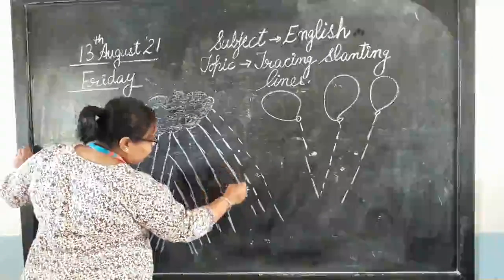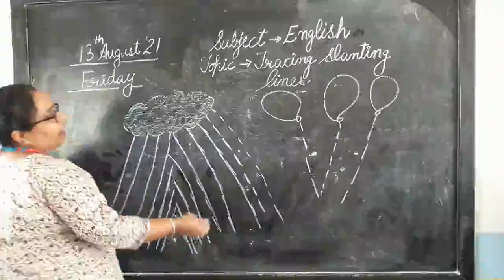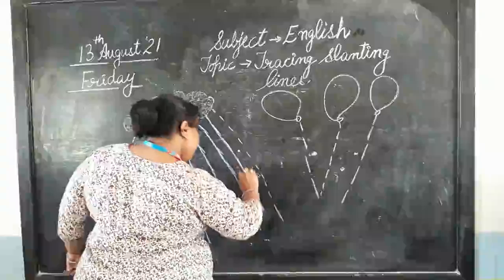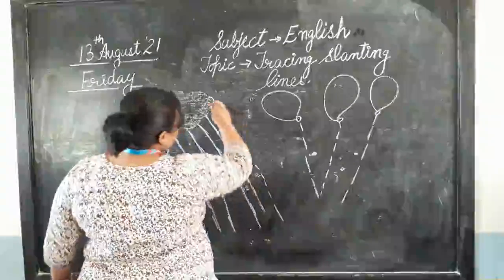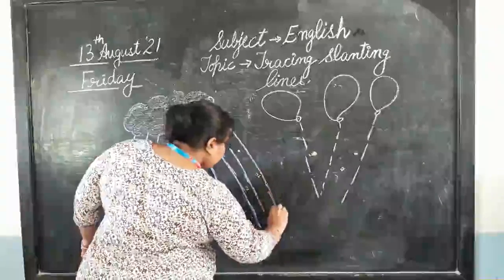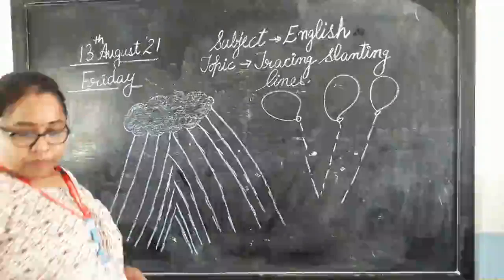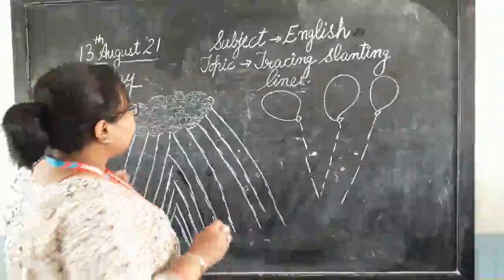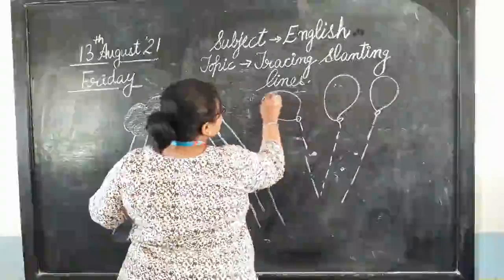Now after your clouds, we have balloons. So what is your favorite color? You can use that to color your balloon. Yes, so I am going to use some different colors to color my balloon. I have yellow with me. I have green with me. So let me color my balloons first.